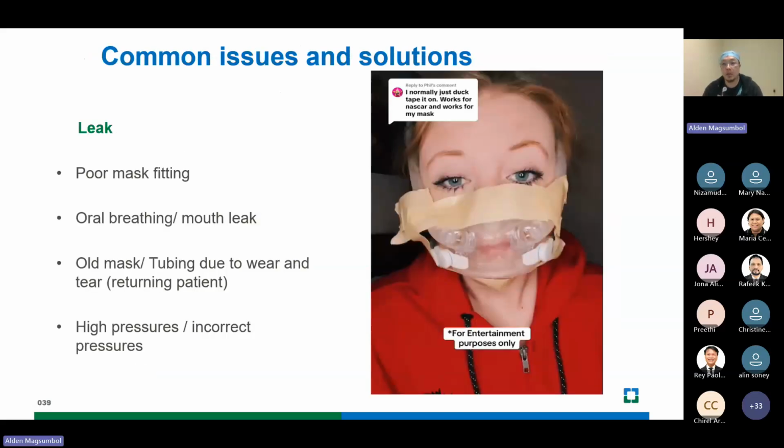Building on that, common issues and solutions. Leak can be caused by poor mask fitting or a leak, patients returning to the lab with their old mask, CPAP circuit, and even sometimes the dirty humidifiers coming over for your sleep study, high pressures or incorrect settings that you might have encountered for retitrations.